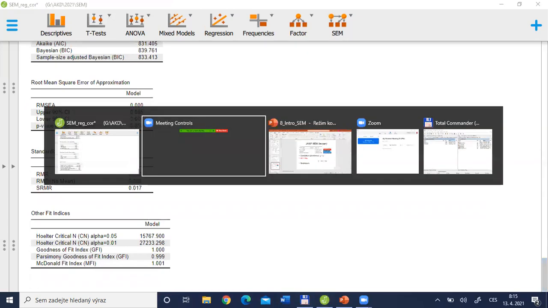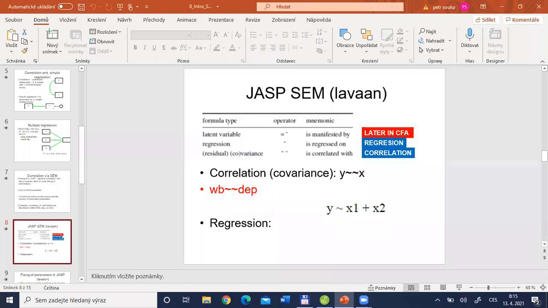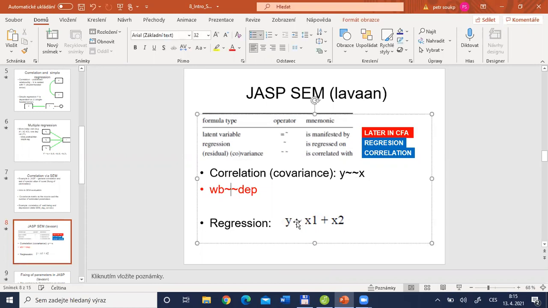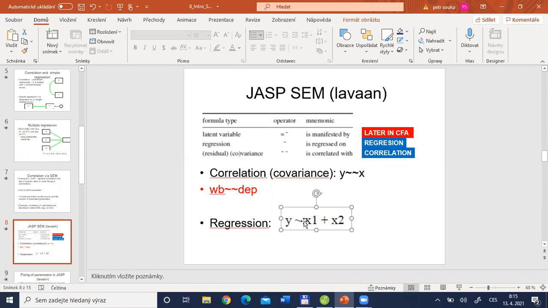And now I will switch to the JASP presentation, and we will move to the regression topic. Before we start, only a formal description. If I'm discussing correlation, I am using two tildes. If I'm discussing regression, I am using the dependent variable, then one tilde, and then the same style as for regression equations: the first predictor plus the second predictor, etc. So this is the description of a regression model via structural equation model.